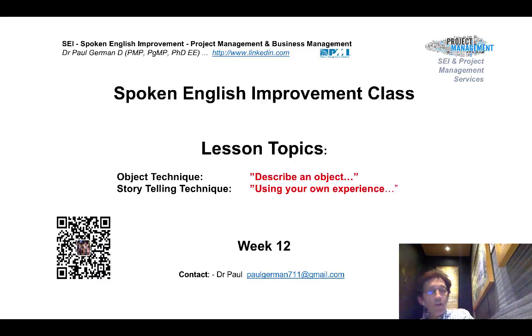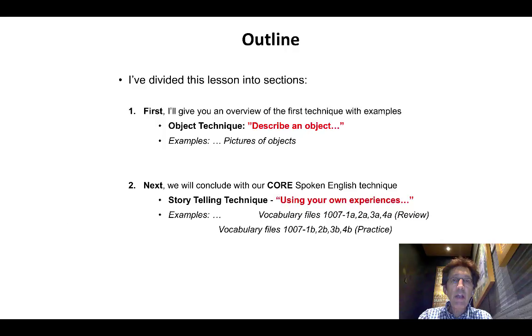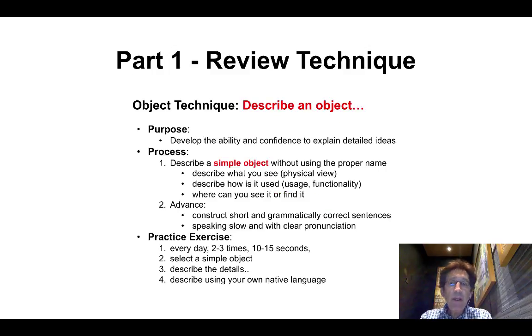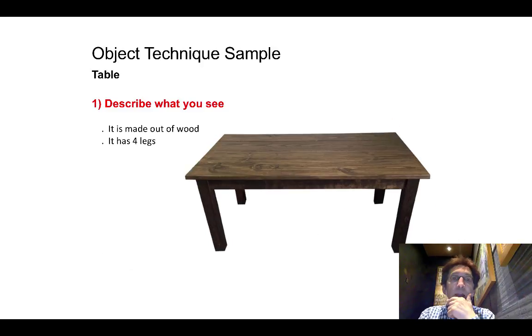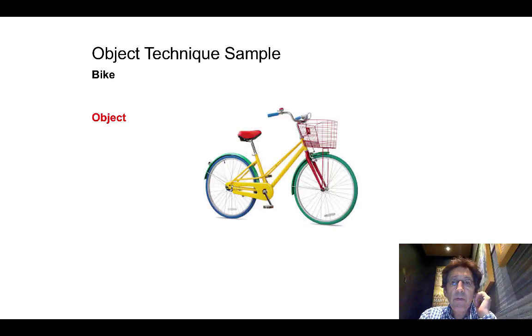So today we're going to focus on the object technique and storytelling, okay? Page 2 just outlines our structure: object technique, samples, storytelling technique, examples, okay? All right, so page 3, object technique: describe an object, and we want to be as detailed as possible without using the proper name. Let's move on and go to page 8.